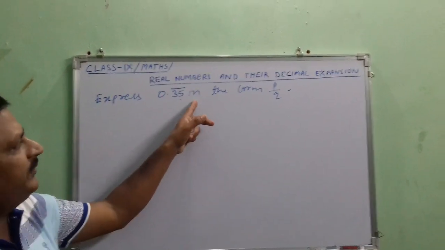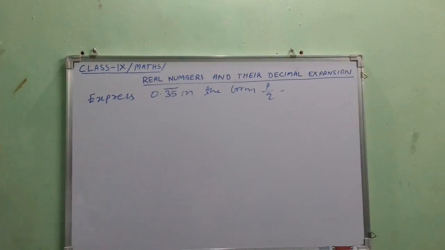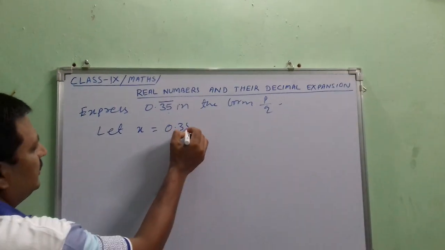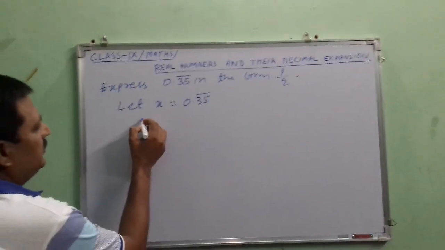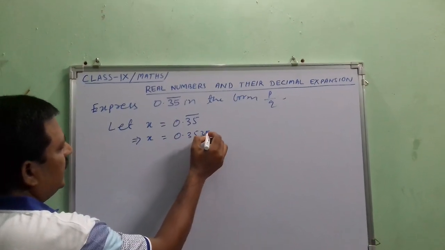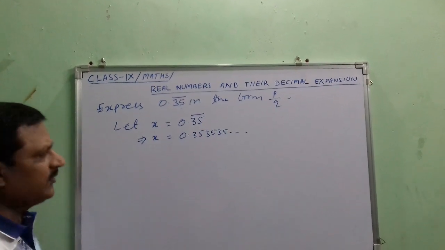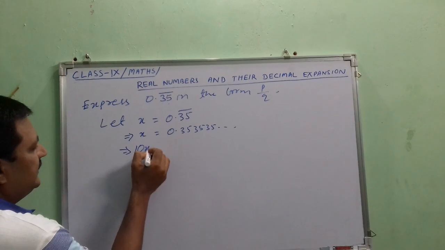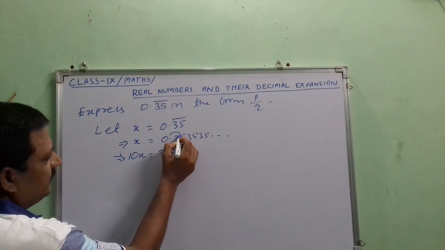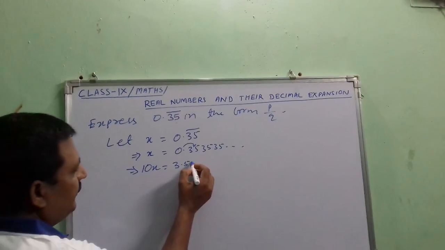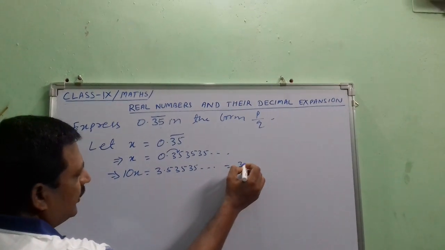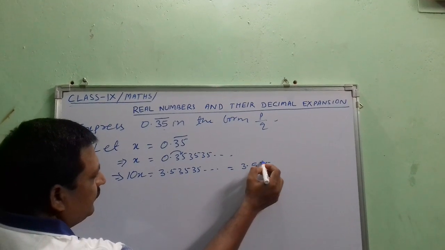Express 0.35 bar in the form of P by Q. So let x be equal to 0.35 bar. Then we have x equal to 0.353535. Implies that 10x means 3.5, you see, the decimal point moves here. So 3.53535, that is equal to 3.535 bar.